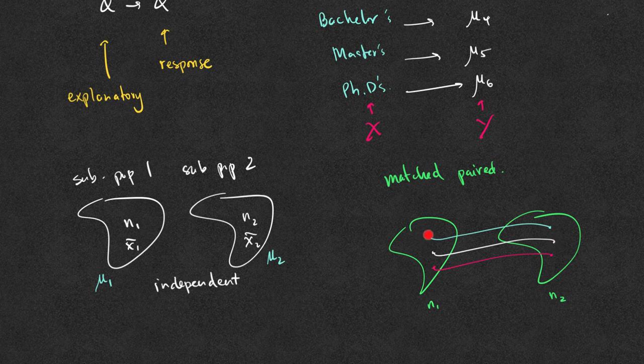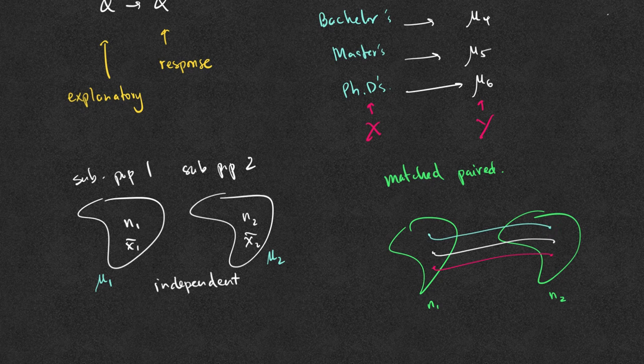Or twin 1, twin 2, twin 1, twin 2, and so on. Or it doesn't have to be from one individual to another individual. It can be the same individual. For example, for the same individual, this is before and this is after. This is how people behave before they get drunk, and this is how they behave after they get drunk, and so on.